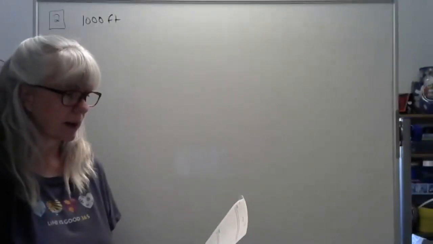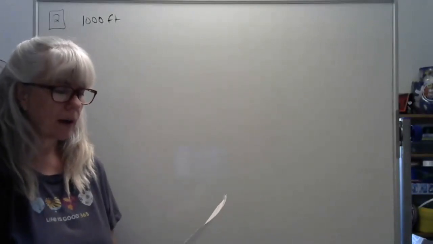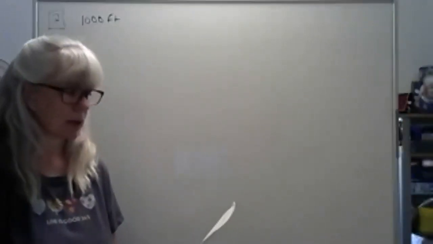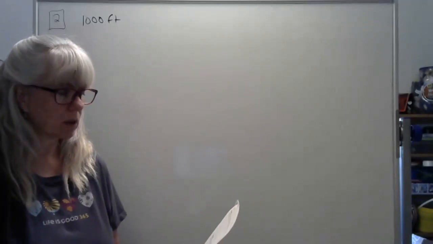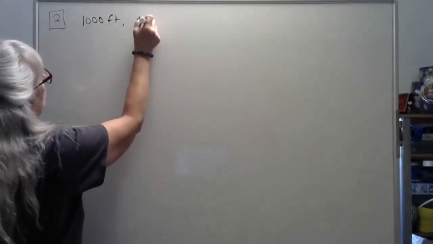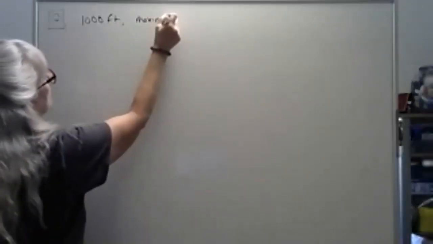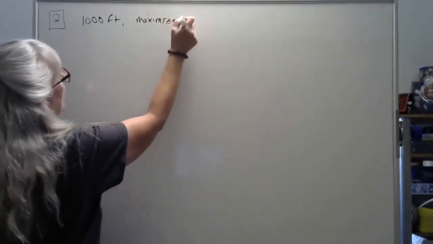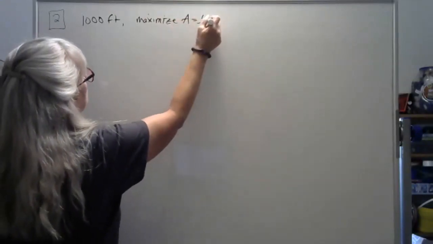Let me read that again in case you didn't print it. A farmer has 1,000 feet of fencing to create a rectangular pen for his cows, and then divide the pen into 3 smaller equal-sized pens. What's the largest total area he can enclose? So we've got 1,000 feet of fencing, and again, we want to maximize, that would mean largest, our area, which is still our length times our width.